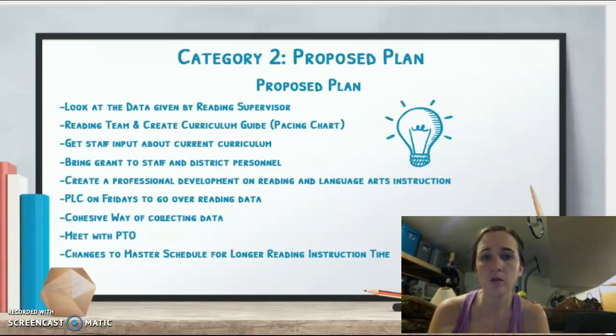My proposed plan is to look at the data given by the reading supervisor, so what she saw and came up with, and then create a reading team with one person from each grade level to look at reading data that is submitted weekly, so that they can see if students are making progress and are succeeding with the reading curriculum that we will get or have implemented. And then I want to create a curriculum guide or a pacing chart so that teachers know where they need to be with the reading curriculum, and that way we know that students are meeting and learning what they need to before state assessments.